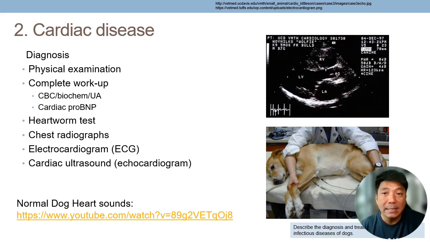Diagnosing cardiac disease involves a combination of physical exams, blood tests, and specialized diagnostics. These may include an electrocardiogram (ECG), chest radiographs, and a cardiac ultrasound. Advanced testing, such as cardiac pro-BNP, can also help detect heart failure. Monitoring these markers helps to track the progression of the disease and guide treatment decisions by the vet.